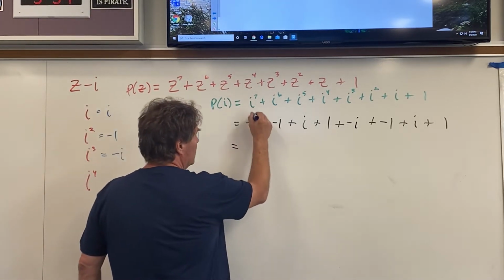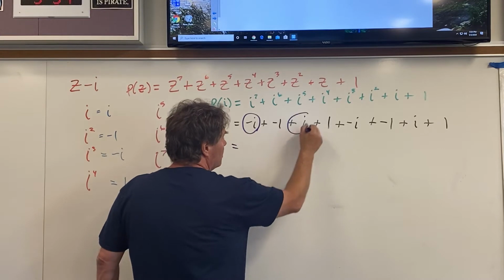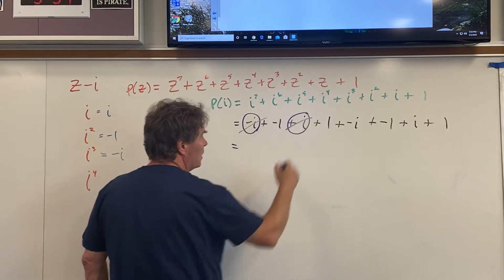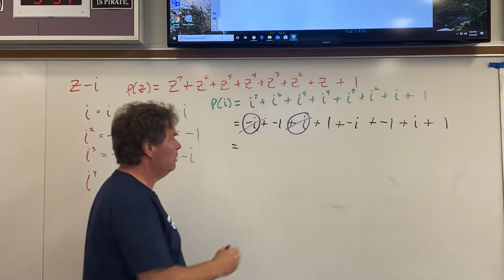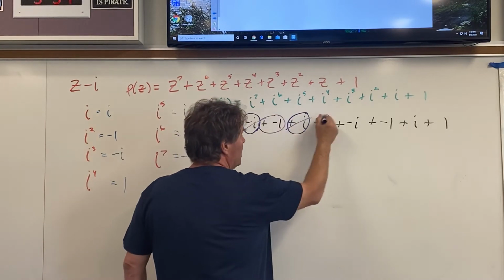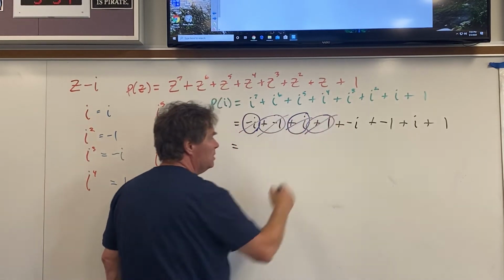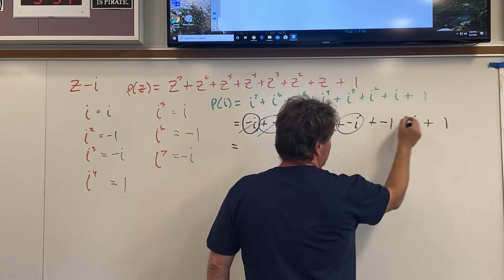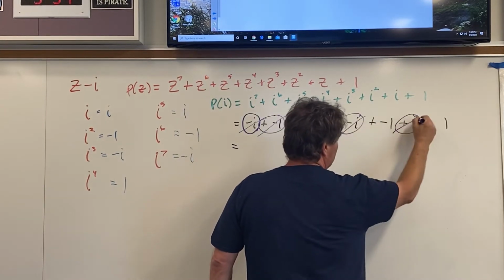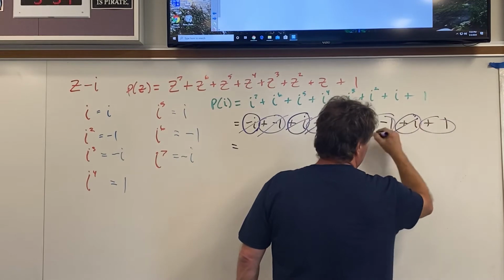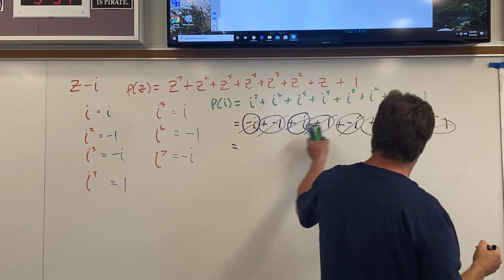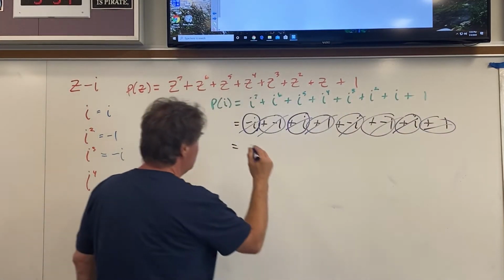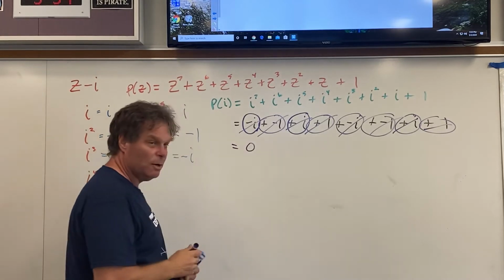It's kind of tricky. Okay, negative i plus positive i. Those guys cancel. They wipe each other out. -1 and +1, they cancel each other out. They add up to 0. Okay, negative i and positive i, they add up to 0. -1 and +1 adds up to 0. Look, everything wipes out. This whole thing adds up to 0.